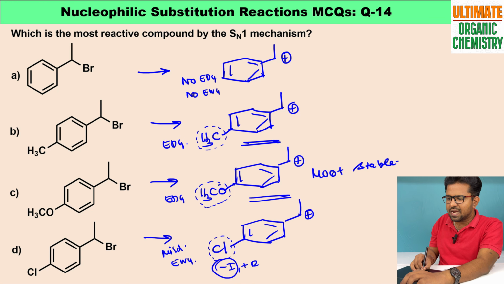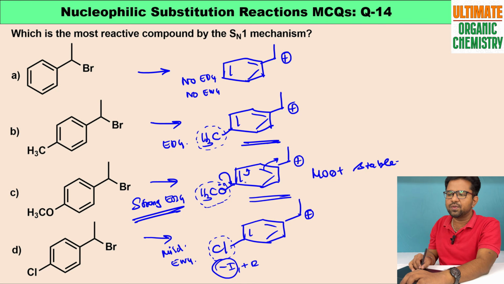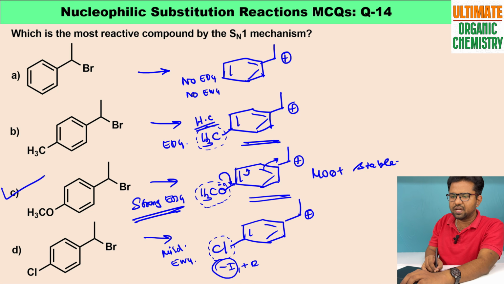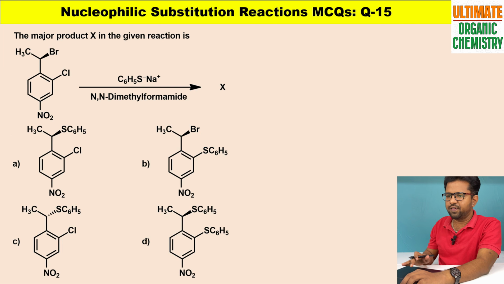Why? Because this cation can be stabilized by the methoxy group, which is a strong electron donating group. The lone pair of the oxygen atom gives its electron to the phenyl ring, and this cation is stabilized by resonance structures. Whereas in the case of methyl, this cation can be stabilized by the hyperconjugation effect only. There is no resonance effect involved in this case. So resonance is more powerful than hyperconjugation. In that aspect, compound C will be the most stable and this alkyl halide C will be the most reactive.